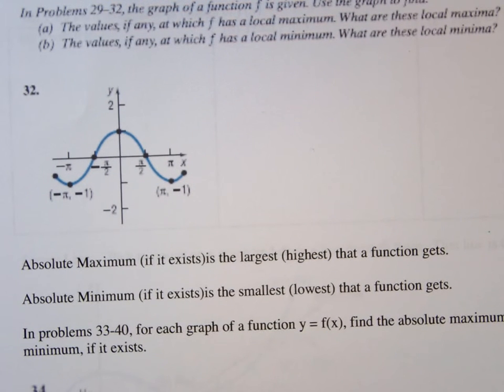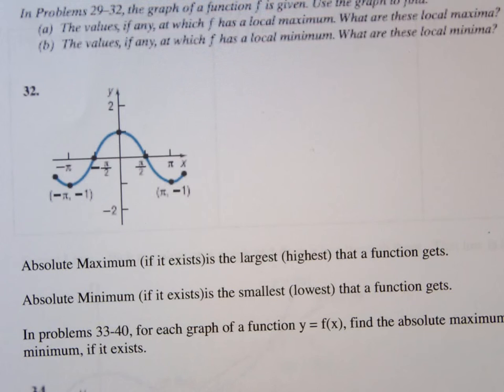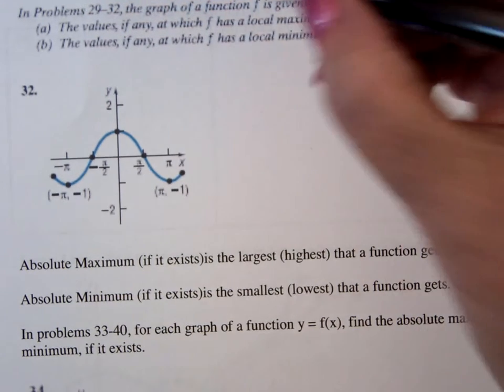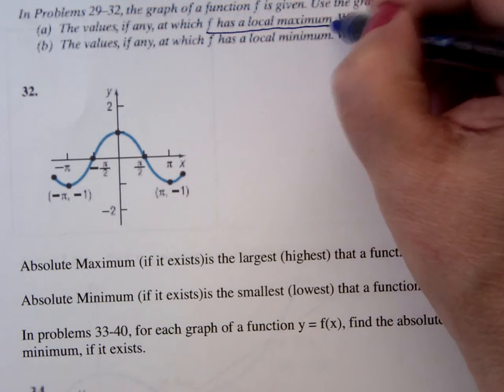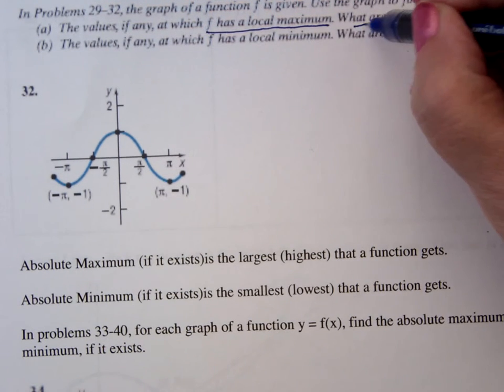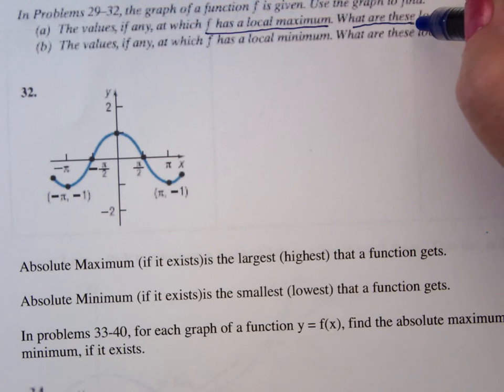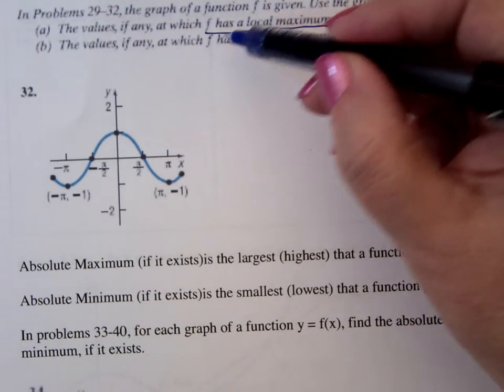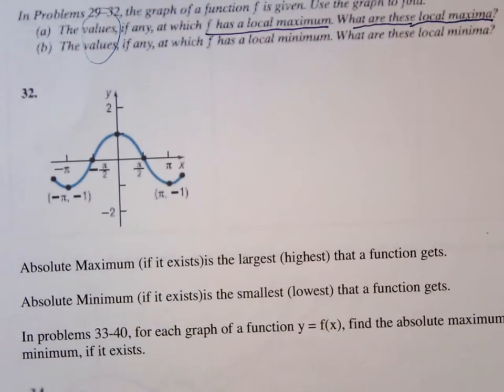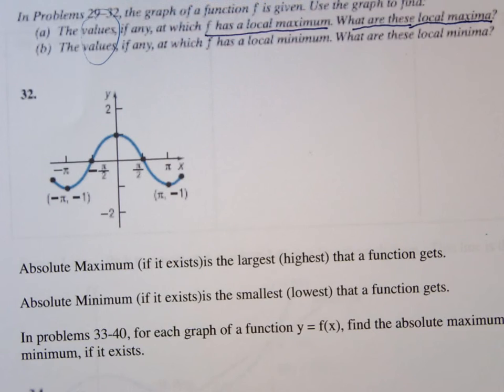The graph of a function f is given. Use the graph to find the values, if any, at which f has a local maximum. What are these local maxima? The values, if any, and notice it says values, it's not saying coordinate points. So we're going to be looking at y values.